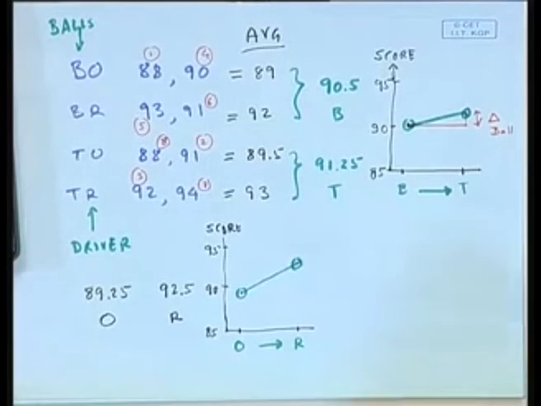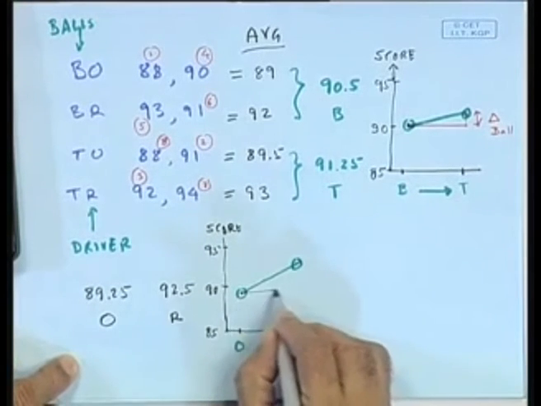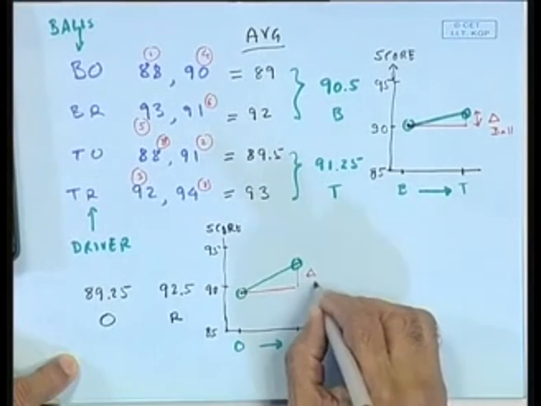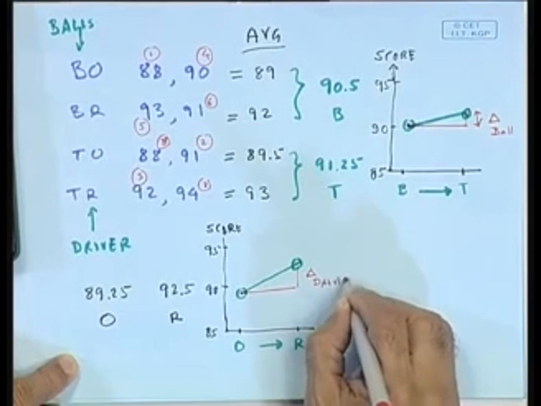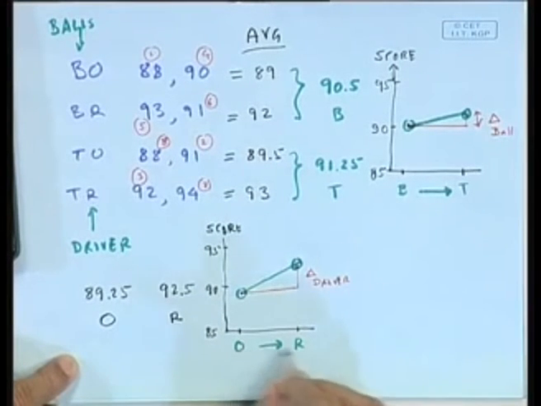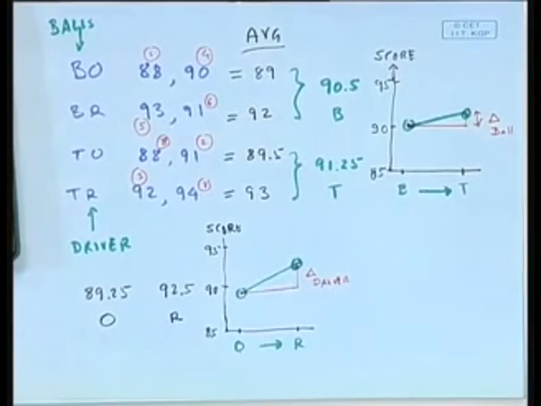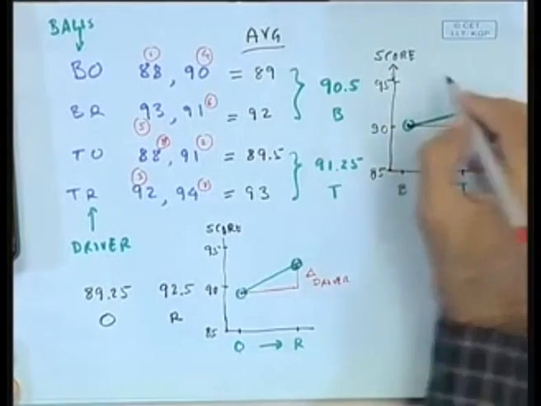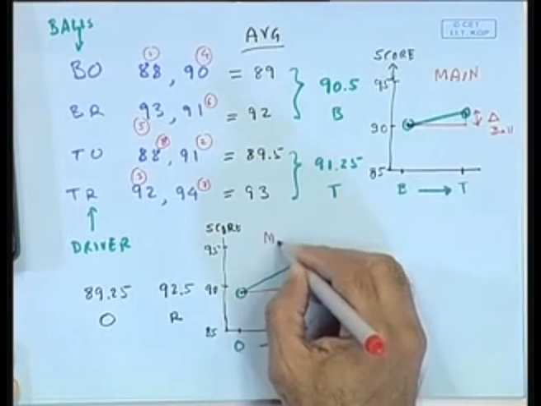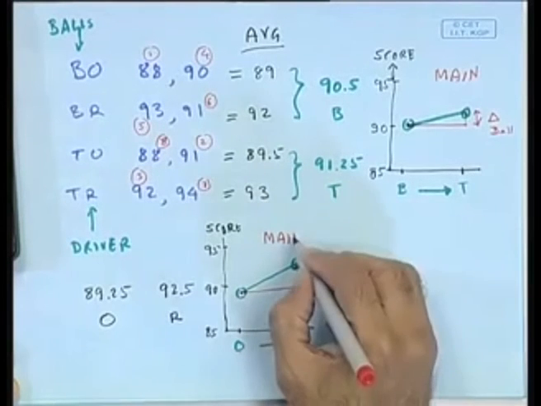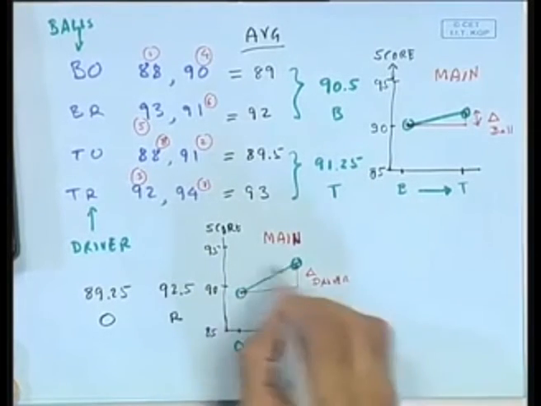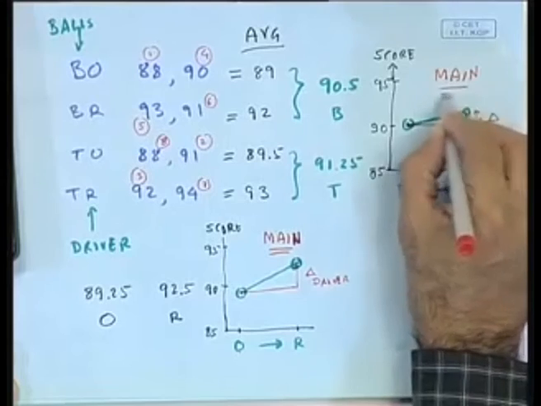And again, as we did before, let's show this effect. This is also a main effect. This is also a delta that is due to driver. This change is due to the driver changing from O to R. This is the change in score. So, both of these are main effects. Main effect always is the effect of a single factor. Main here and main here. So, I have got a main effect calculated there and a main effect calculated there.